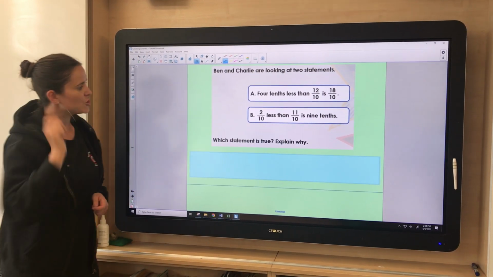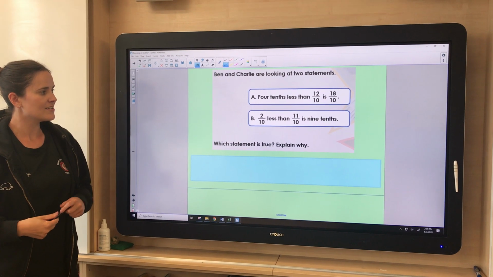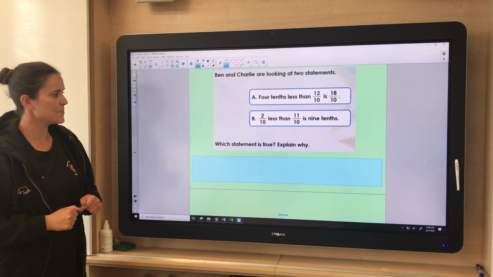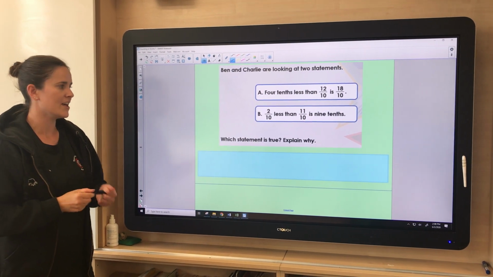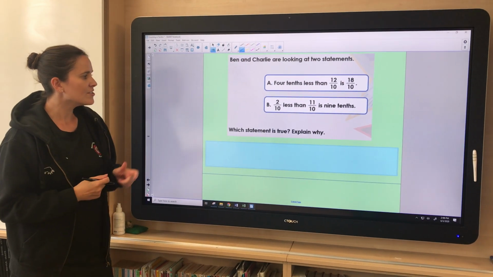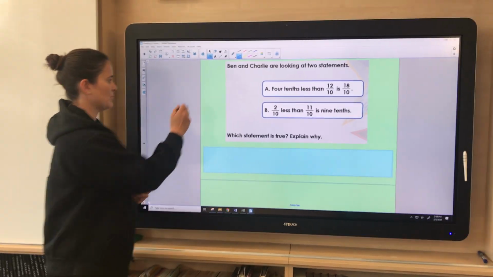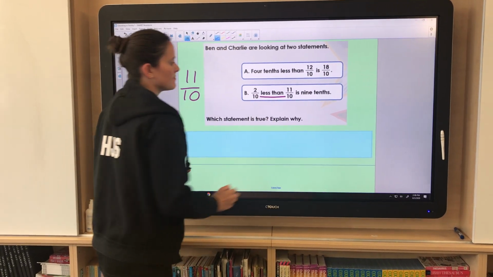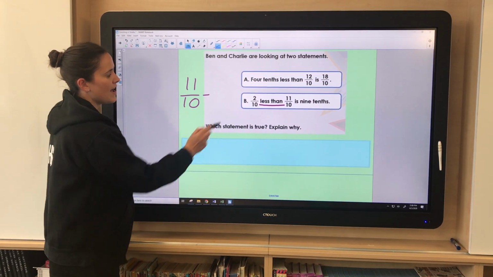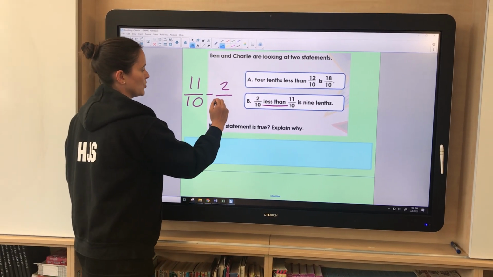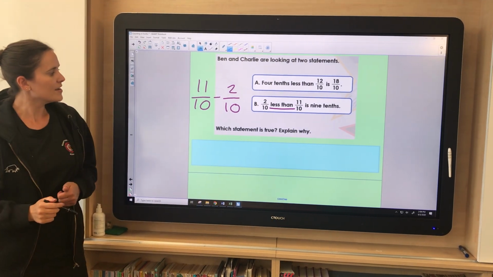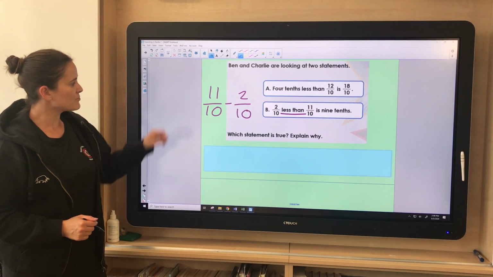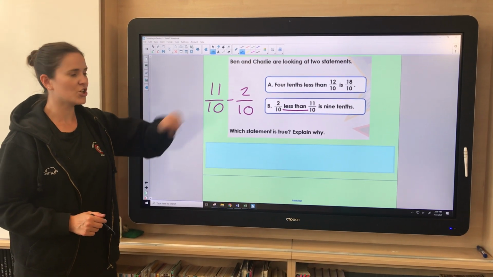Statement B says 2/10 less than 11/10 is 9/10. Okay, 2/10 less than 11/10. Well, 11/10 is my starting point, and then less than means I'm going to subtract, and I am subtracting 2/10. Okay, again, denominators do not need to change. They can stay at 10, and I am just looking at 11 subtract 2.